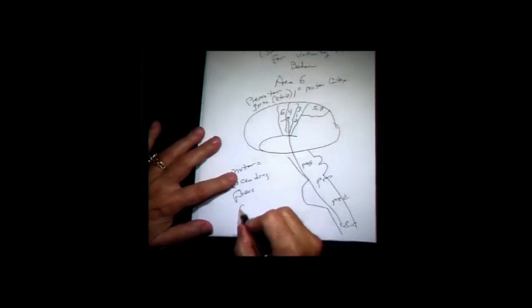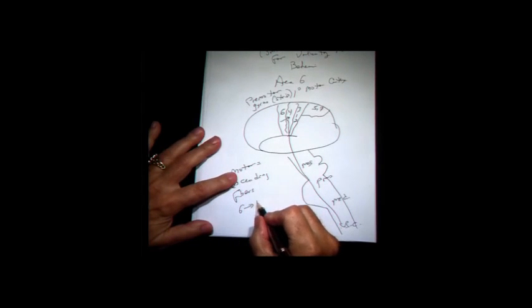And again, we'll be spending hours on the motor system next semester, but in a nutshell, for voluntary motor behavior, 6 is going to talk to 4, and 4 is going to relay out to the motor neurons in the spinal cord. We'll talk about that in a minute. 6, 4, and down.